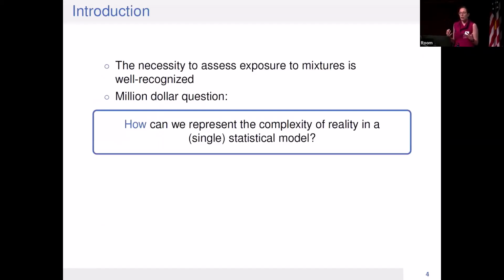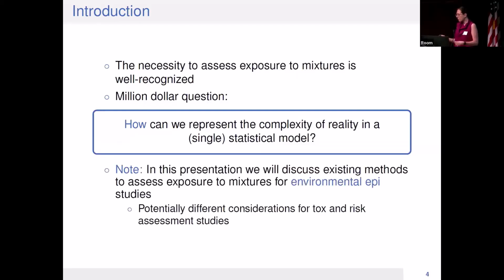Traditionally, most epidemiologic work has focused on one pollutant at a time, and that has worked very well. That has led to regulations that protect us. However, it's very well recognized that we need to assess our exposures as a mixture because we are not exposed to a single thing at a time. So the million-dollar question is, how can we represent the complexity of reality in a single statistical model?